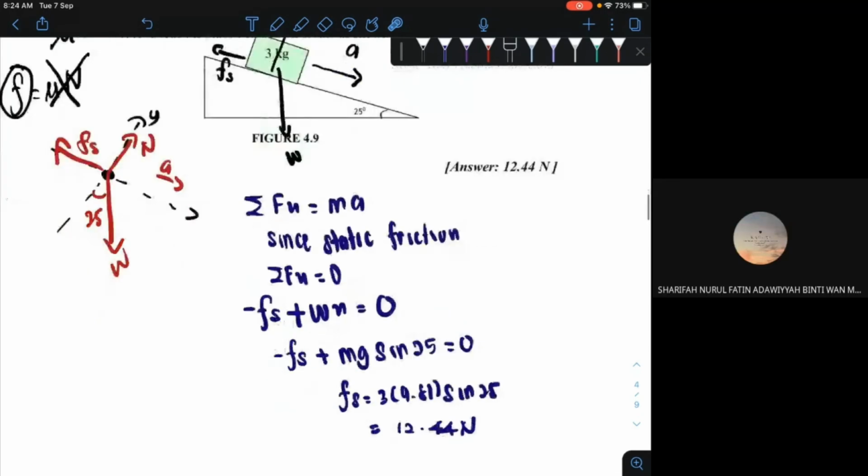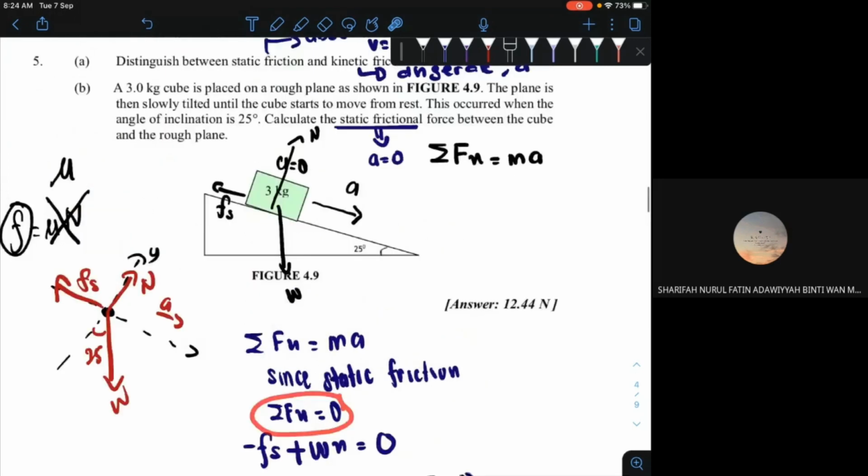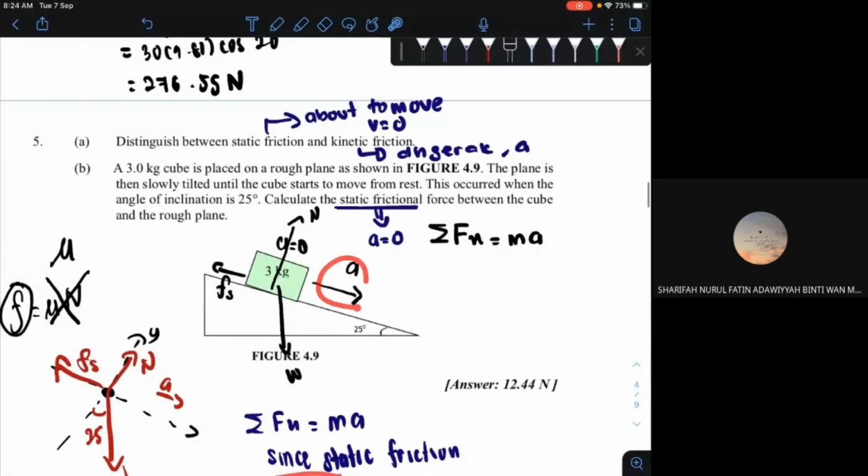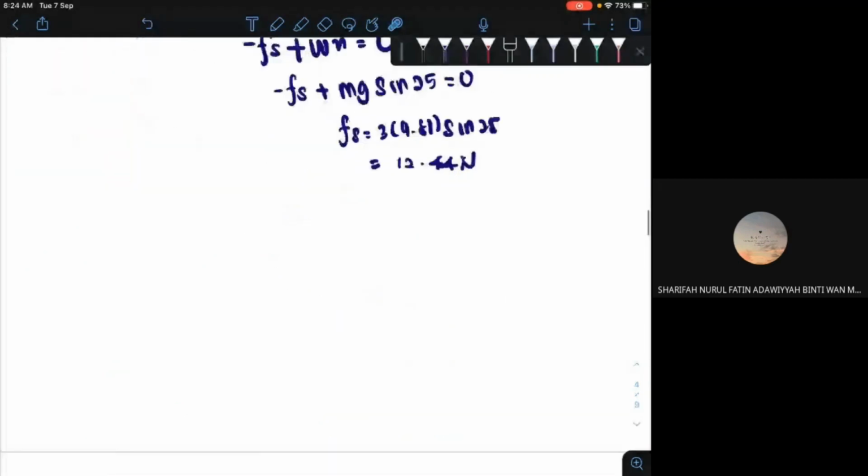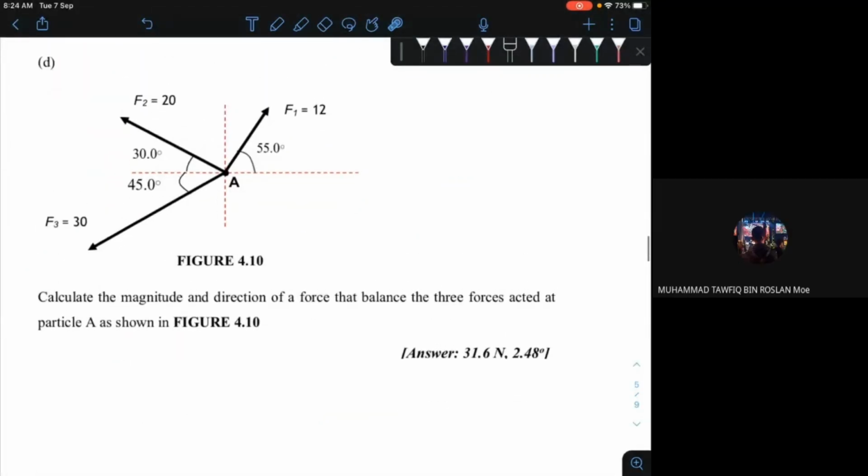Kenapa kita guna 0? Walaupun tadi Miss cakap kita ada acceleration sebab dia move from rest, so velocity dia akan increase. Sebab dia static friction. Okay, good. Sebab dia static friction. I hope yang lain pun faham. Walaupun ada acceleration, but we are looking for static friction.